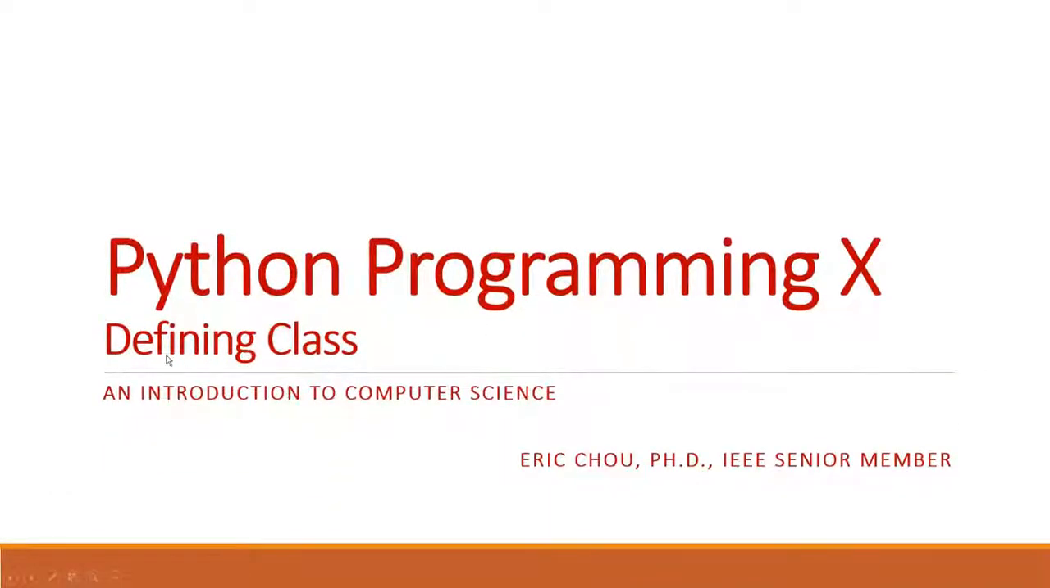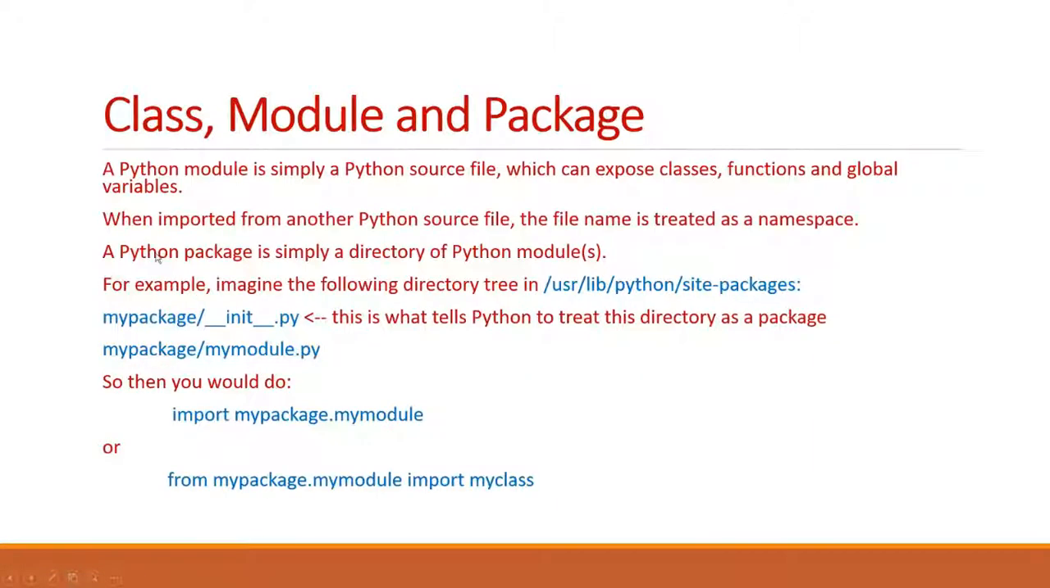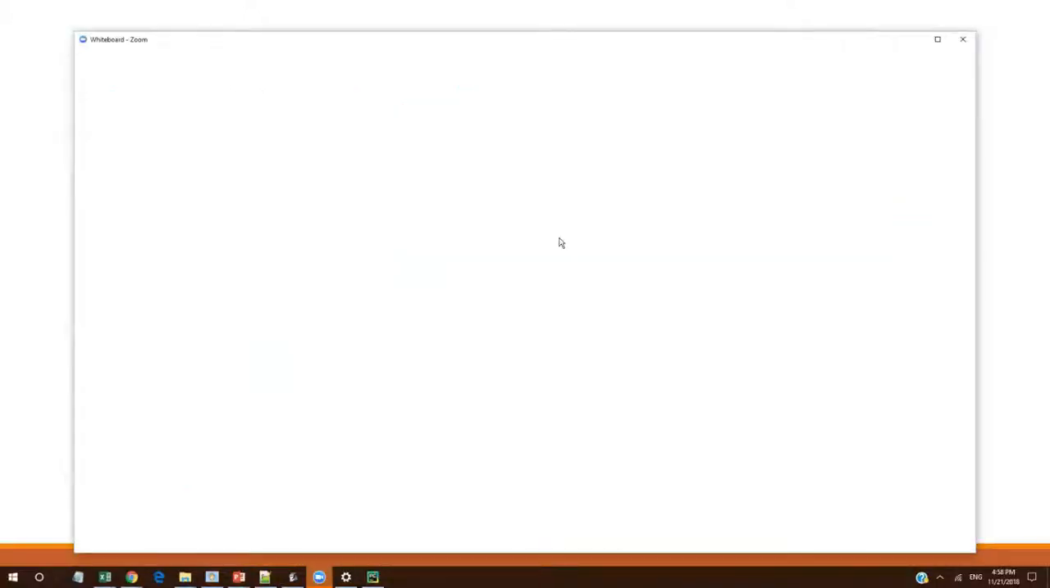So chapter 10 is to define class, okay? And it's an introduction to computer science to define class. So here we have class, module, and package, okay? So what are these? So far we talk about some program, random program, okay? We just talk about some program structure.